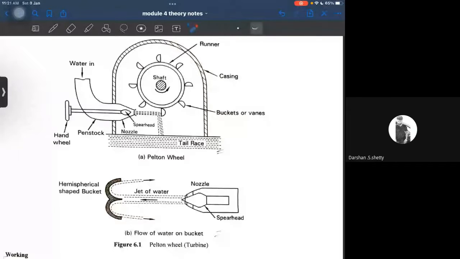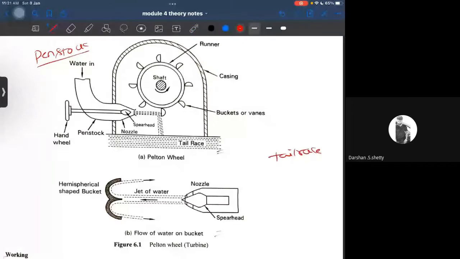Now, water from the head. While the Pelton wheel is used, while the head of the water is very much high, you will use the Pelton wheel. So that much high head water is being fed into the penstock. So what is penstock? There are two different pipelines I can say. One pipeline is known as a penstock. Other one is known as a tail race.